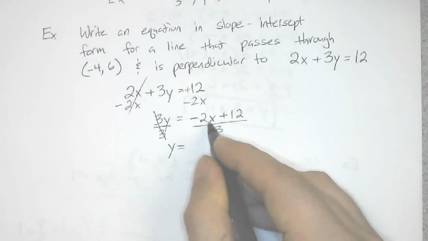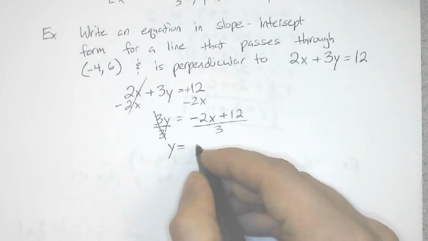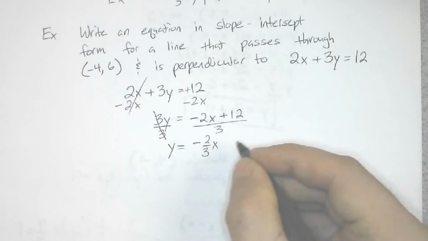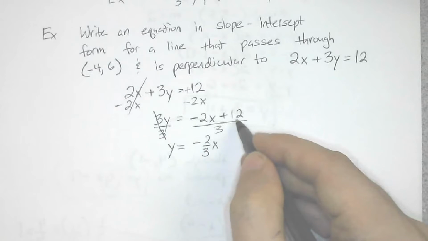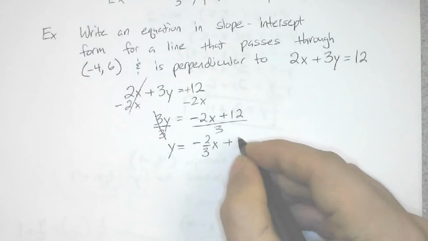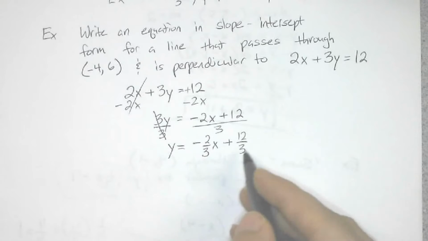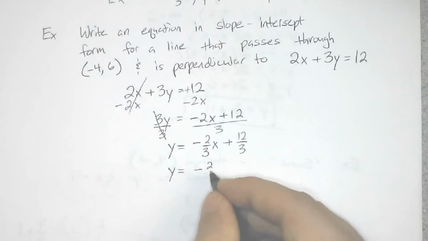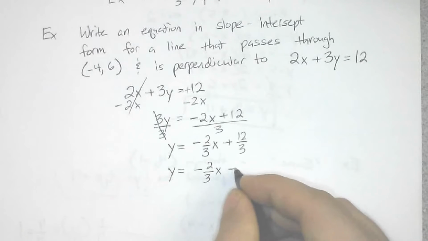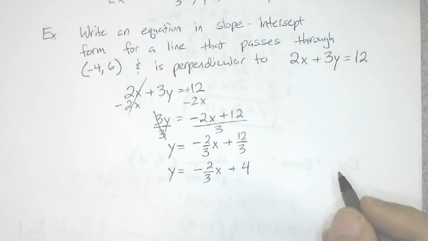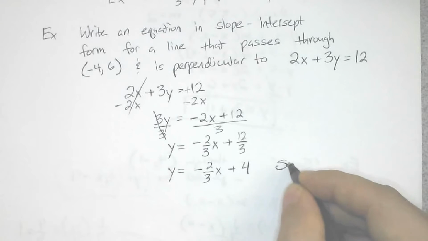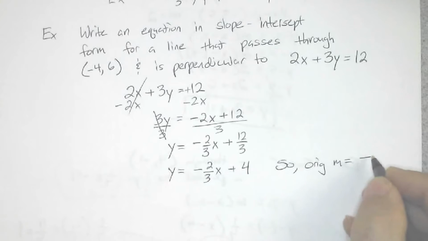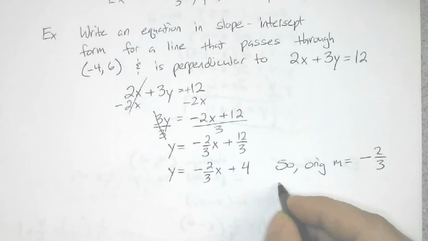Now here, I can split this 3 up onto each term. It'll make my life easier. Watch. I have negative 2/3 x. I put the 3 there. And I have to put it here too. Plus 12/3. Now we can clean this up a bit. 12 divided by 3 is 4. Hopefully you easily saw that. So we have negative 2/3 x plus 4. So now we know the original slope is equal to negative 2/3.